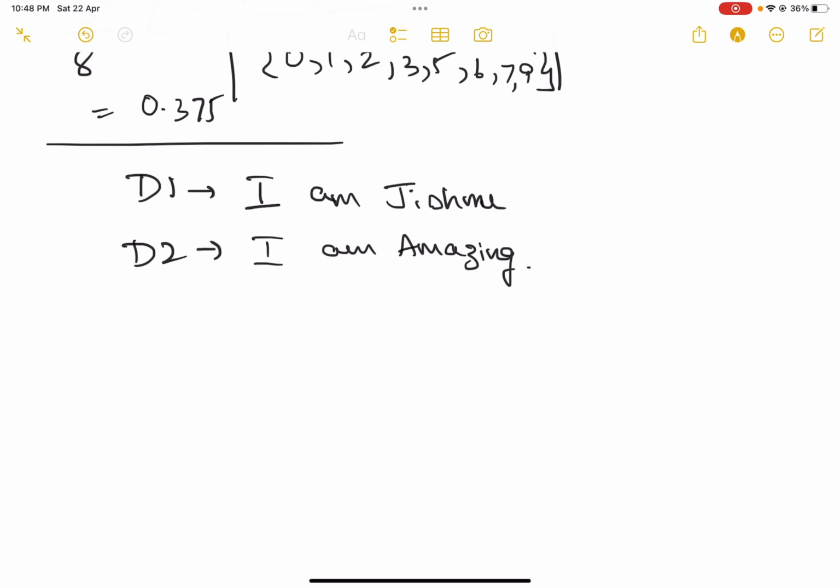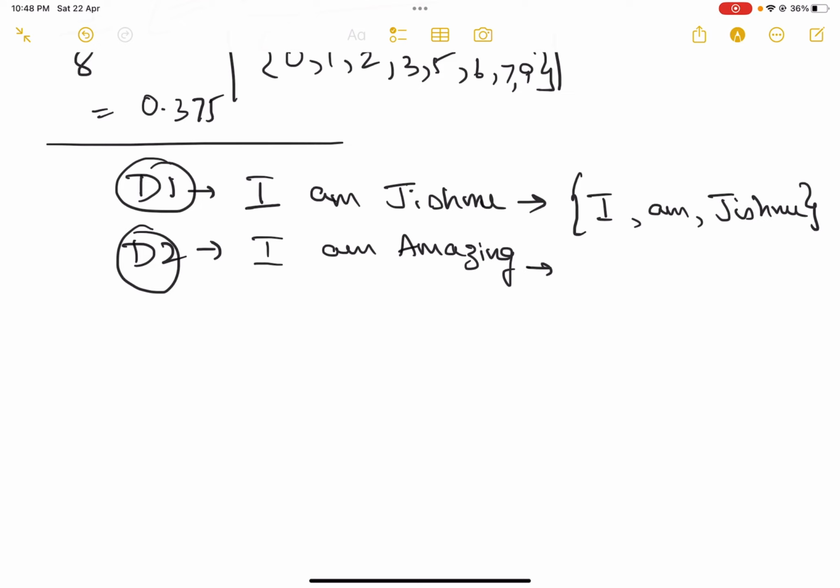Now, the first step to calculate the Jaccard similarity between these two documents is to convert them into sets. There's something called n-grams, that is the number of words that you consider as one element. We will be using a 1-gram here, which means that each element in our set would be only one word. So I is one element, am is one element, and Jishnu is one element. In the second document, I is one element, am is one element, and amazing is one element.